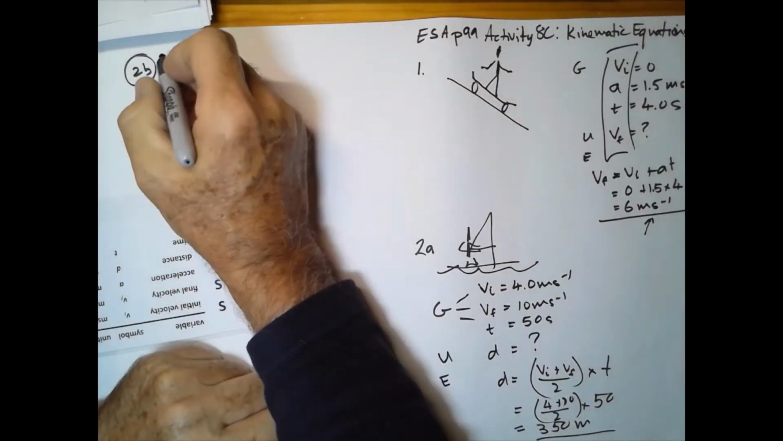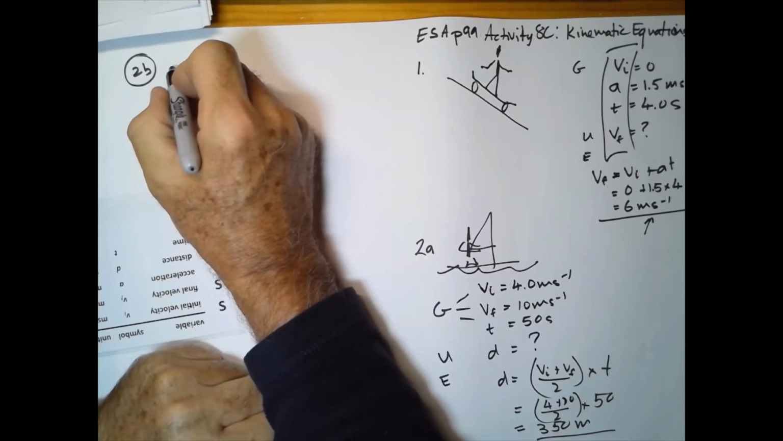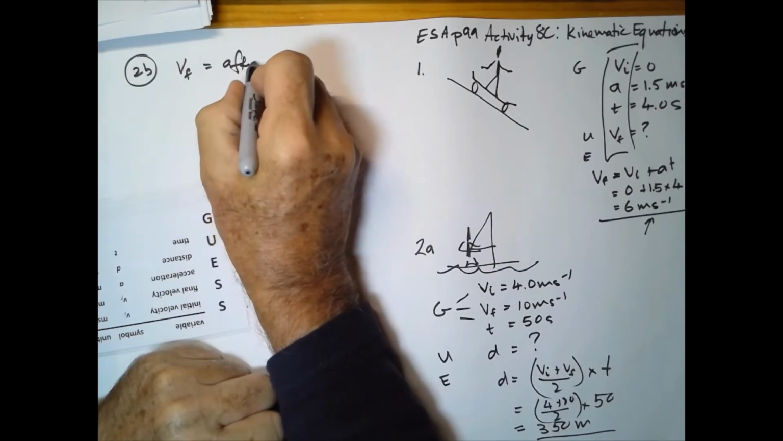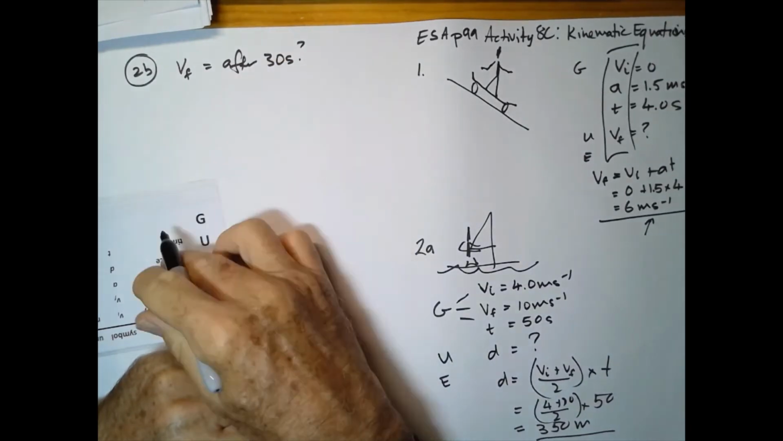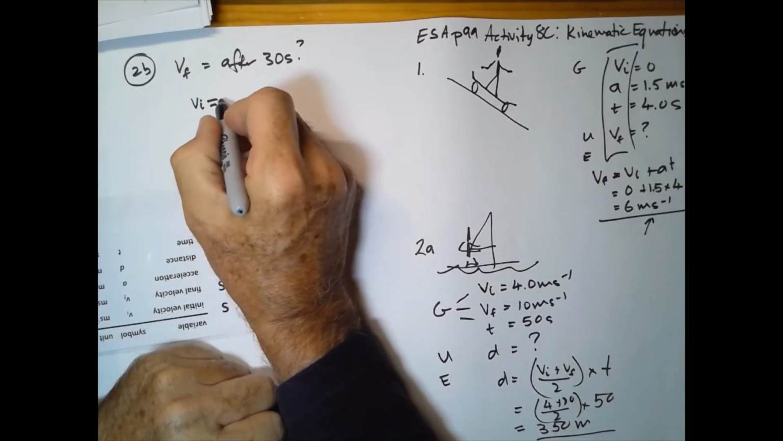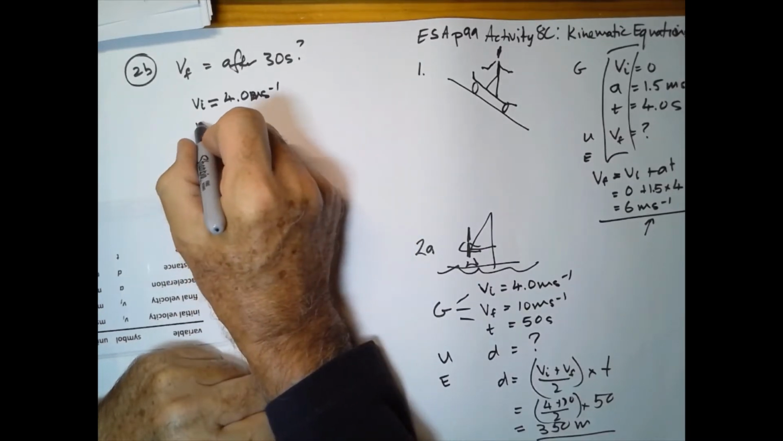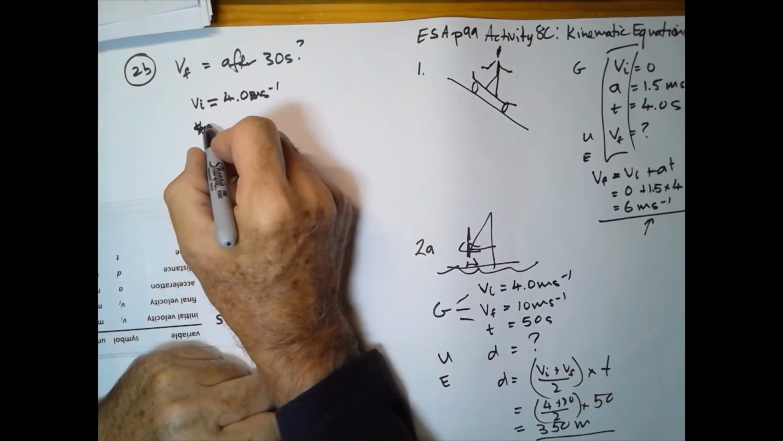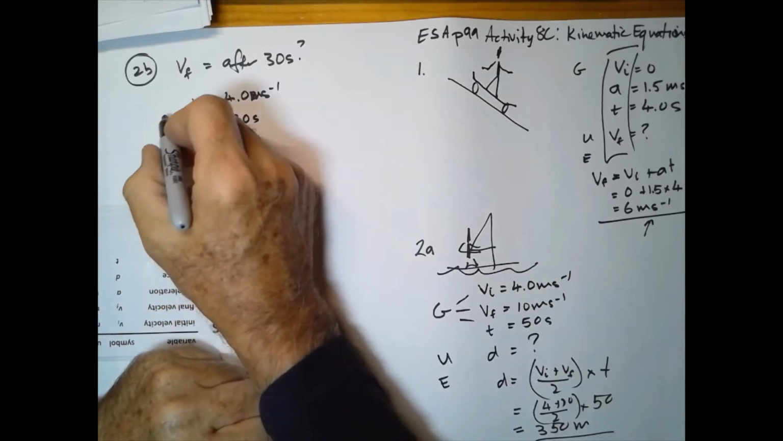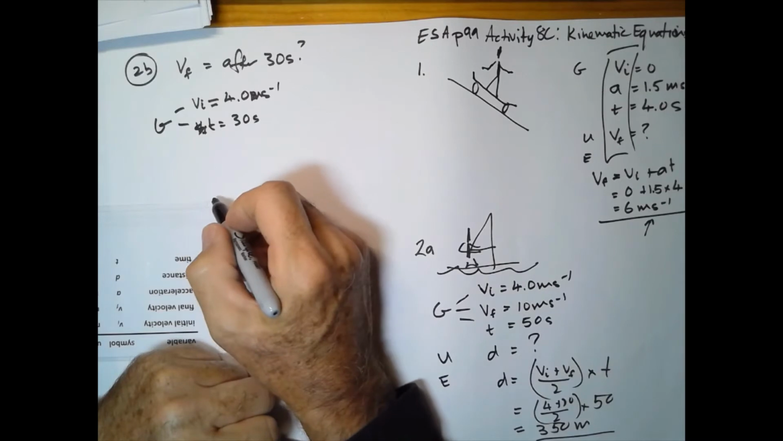2b, what is his speed after 30 seconds? After 30 seconds. Well, let's use our GUESS again. What are we given? We're given the initial velocity was 4 meters per second. We don't know the final velocity. We're given the time is equal to 30 seconds. Those are our givens. We've only got a velocity and a time.